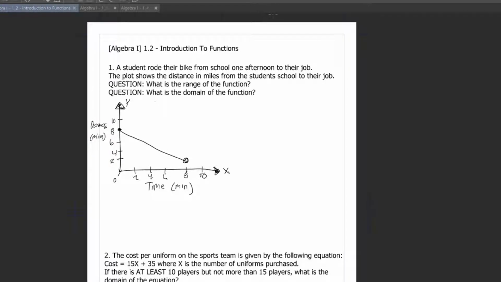Hey everyone, and welcome to this lesson in Algebra 1. This one is section 1.2, an introduction to functions.